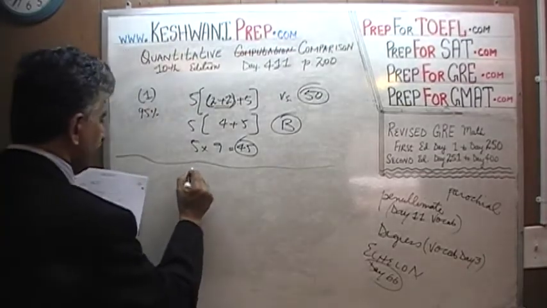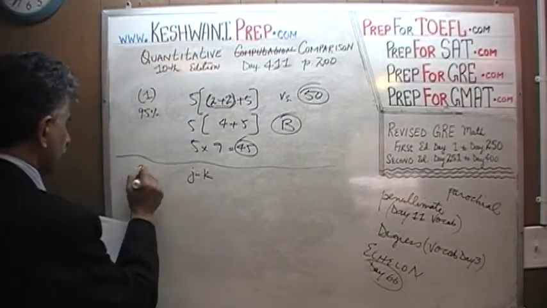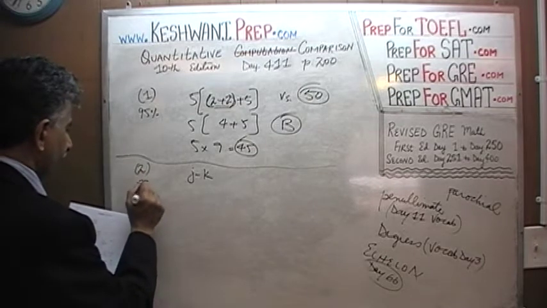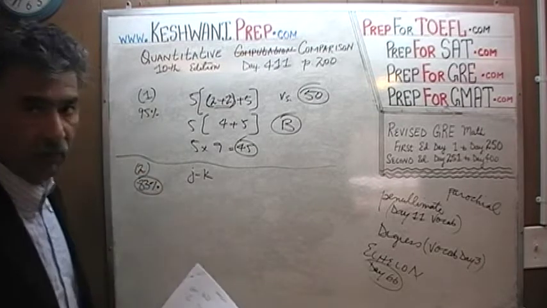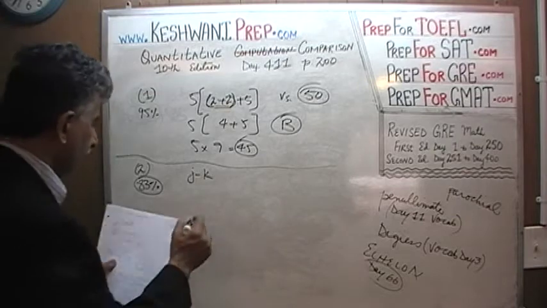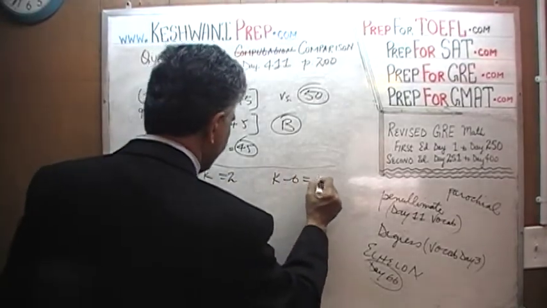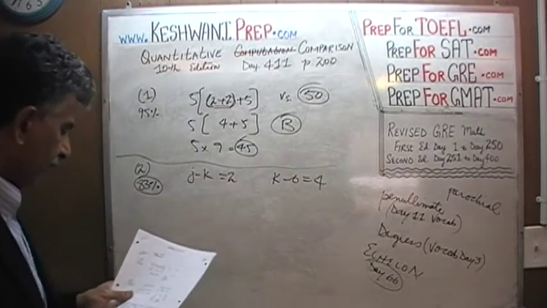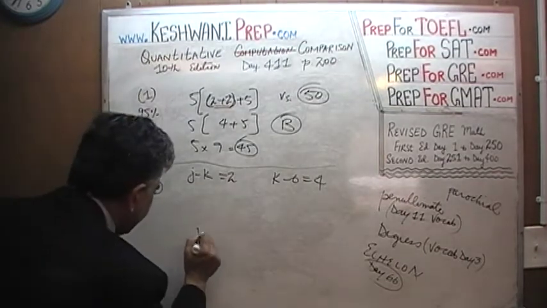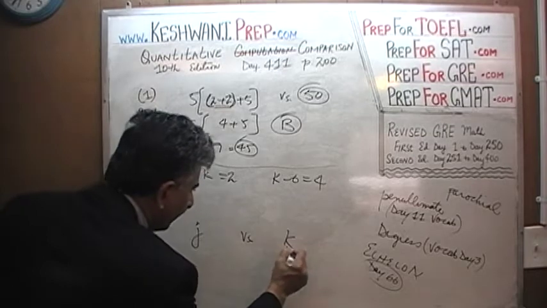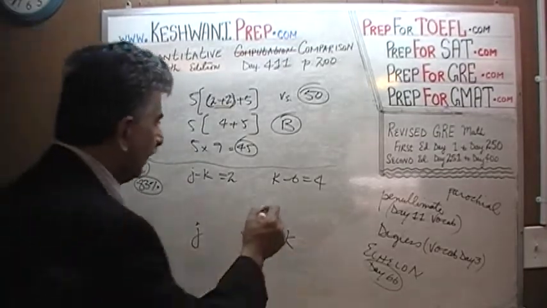Number 2, the percentile was 83. We are told that J minus K is 2, and we are told that K minus 6 equals 4. And we are being asked to compare J versus K. Let's find out, shall we?